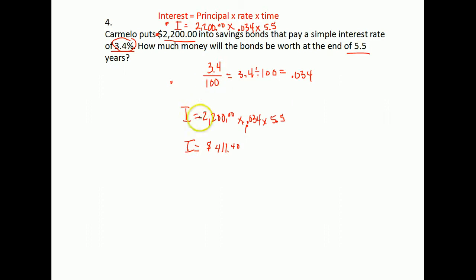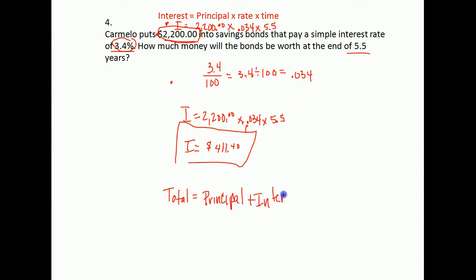So what did we just find here? You always want to go back and make sure you've answered the question that was asked. It says, how much money will the bond be worth at the end? So we really haven't answered the question yet. We found out how much interest you earn, but remember originally they were already worth $2,200. So now they're worth an additional $411. We want to know what the total will be at the end. And the total is going to be your principal that you started with, plus any interest that you earned.